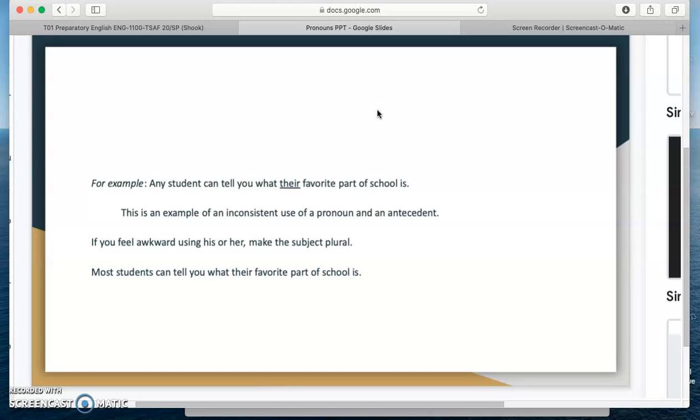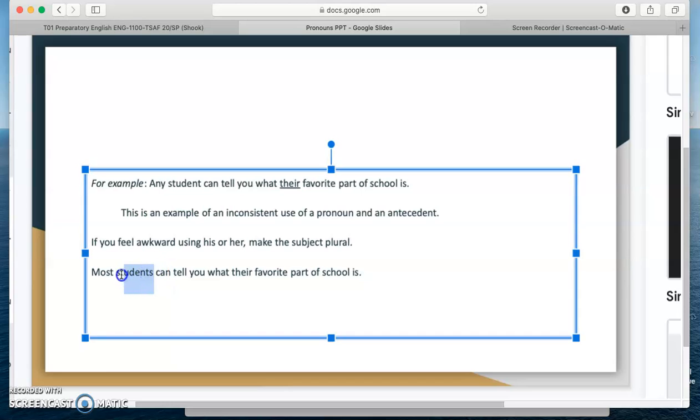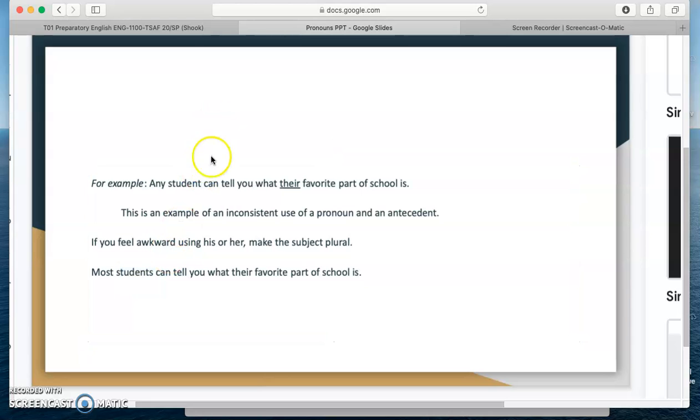Now, if you feel awkward using his or using her, and remember, we don't want to use his or her together, we want to just pick one. And so if you feel awkward saying any student can tell you what his favorite part of school is, or saying any student can tell you what her favorite part of school is, the simple fix is to just make the subject plural. Most students can tell you what their favorite part of school is because students is plural, as you can see right here. With the S right here, we know that students is now a plural noun. There is a plural pronoun. Most students can tell you what their favorite part of school is.